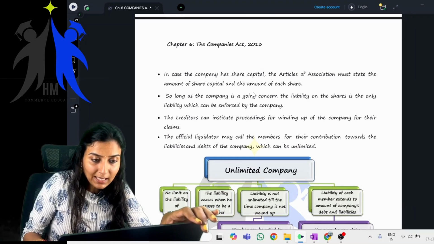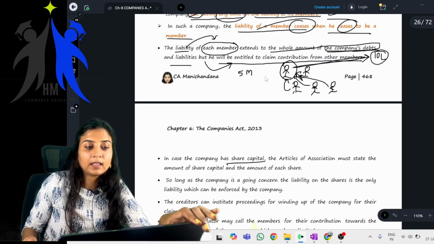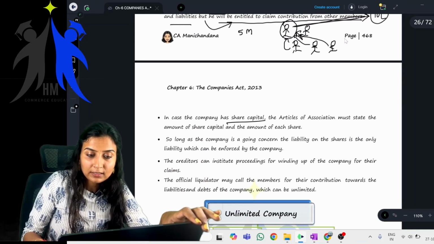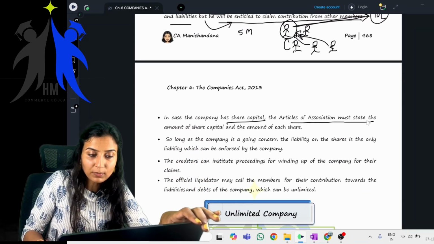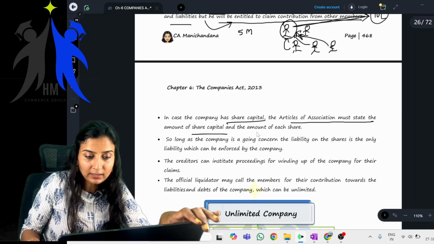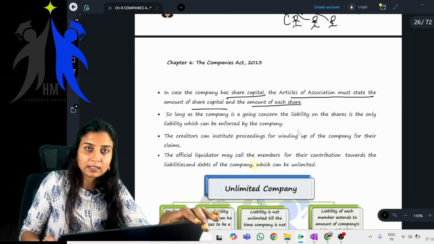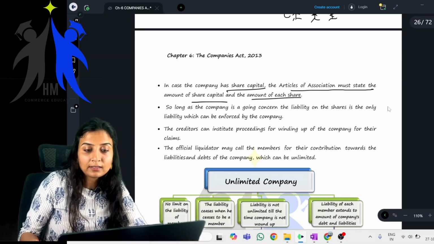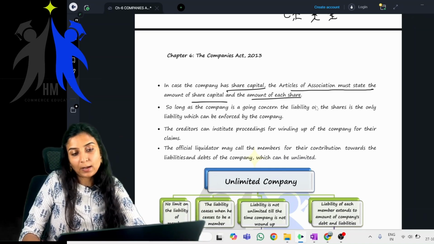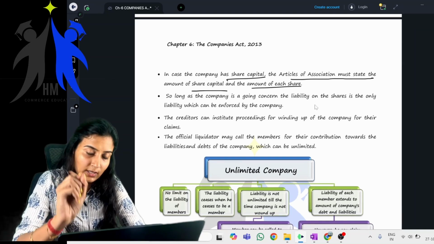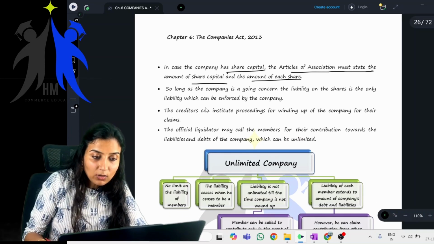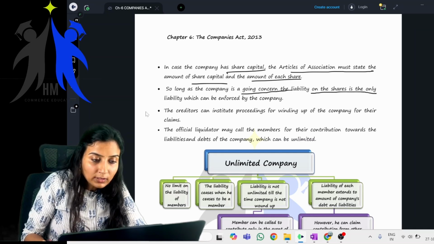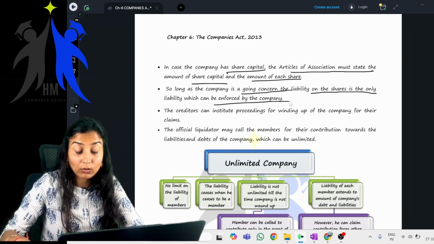In case the company has share capital, meaning the unlimited company also has share capital, then the articles of association must state the amount of share capital and the amount of each share. It is possible. Then the articles of association must state the amount of share capital and the amount of each individual share. So as long as the company is a going concern, the liability on the shares is the only liability which can be enforced by the company. Okay, this is very important.